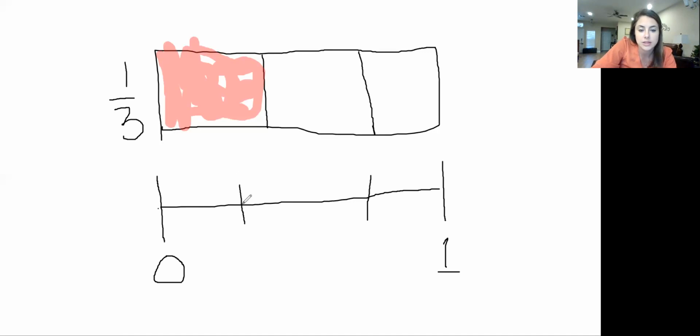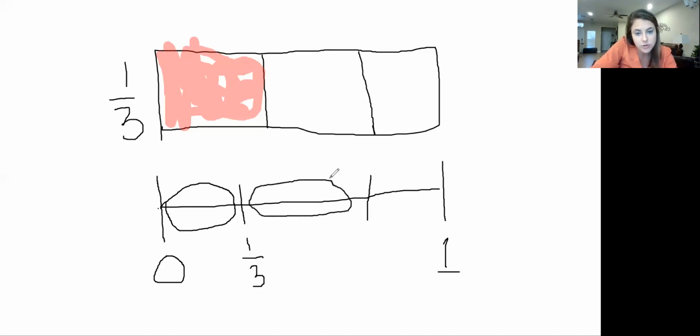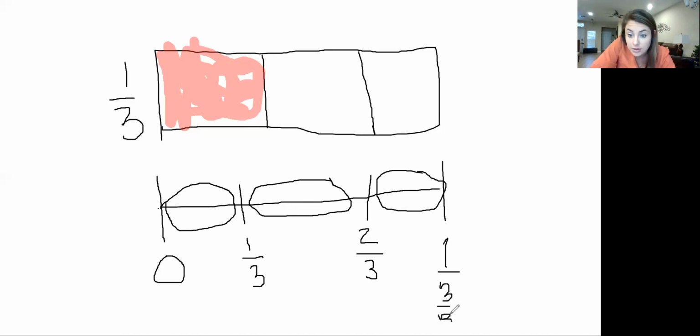This 1 piece is 1 piece out of 3, right? There's 1 piece out of 3 total pieces. This next piece, if I'm starting at my 0, I have 1, 2 out of 3 pieces, right? Or 2/3. And this last piece makes it a whole number line, or 1, 2, 3 out of 3 pieces, right?